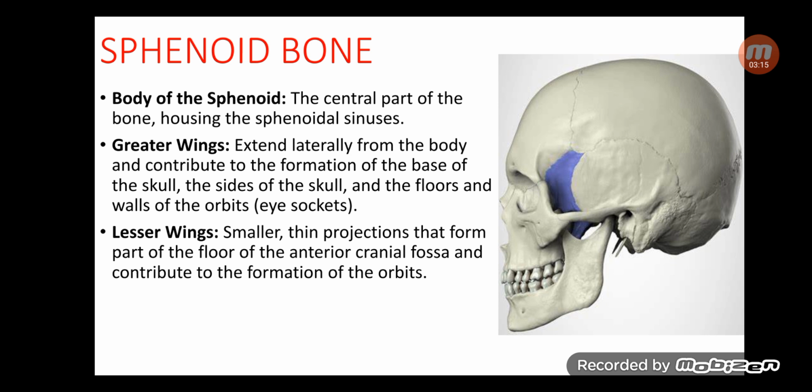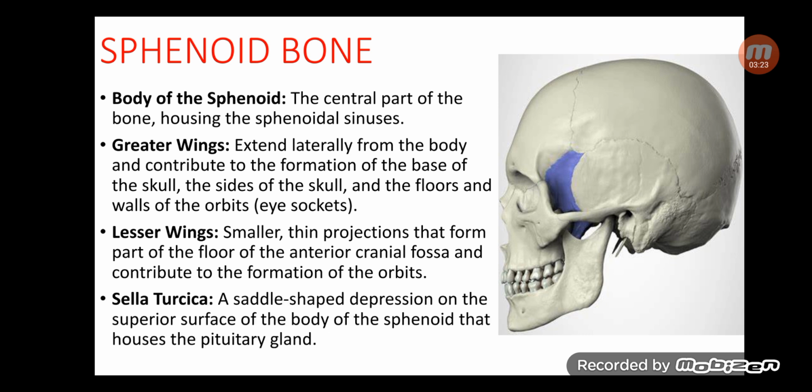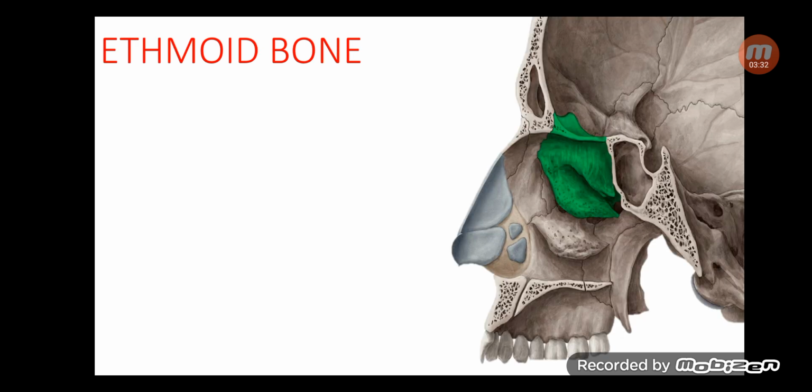Then it also has the lesser wing, that are small thin projections that form part of the roof of the anterior cranial fossa and contribute to the formation of the orbits. Then it also has another part that is called the sella turcica, that is basically a saddle-shaped depression on the superior surface of the body of the sphenoid, and that houses the pituitary gland.